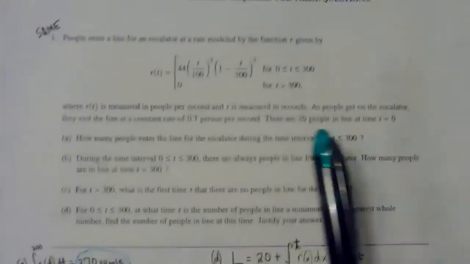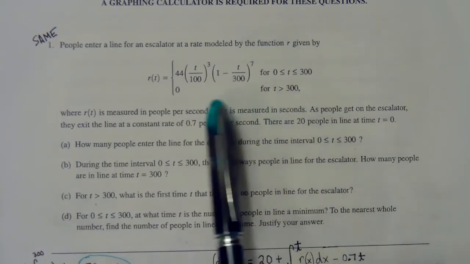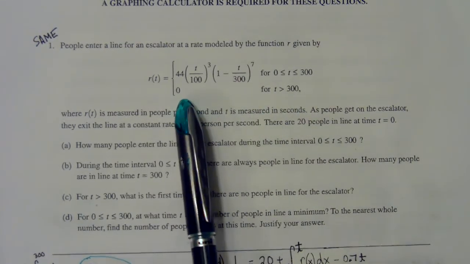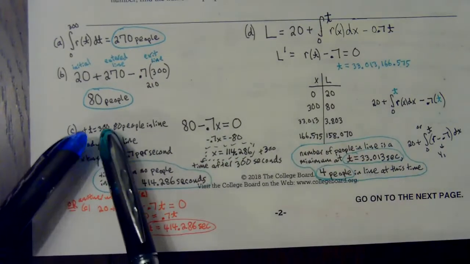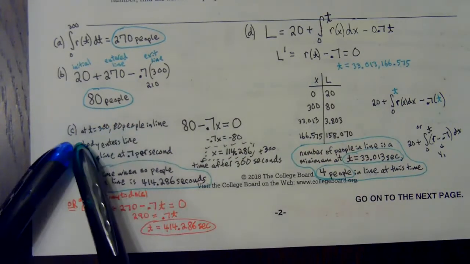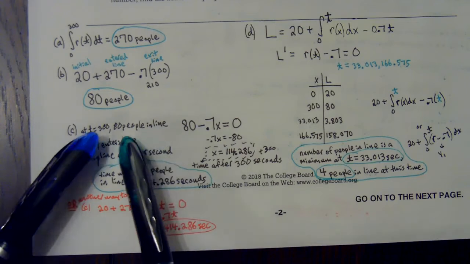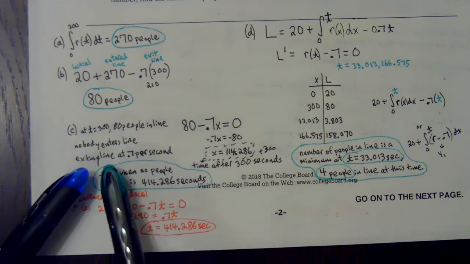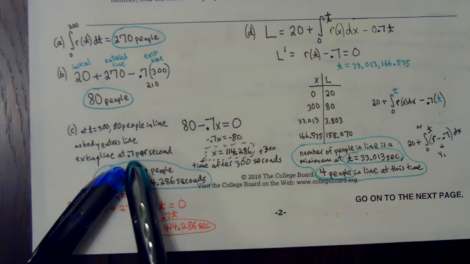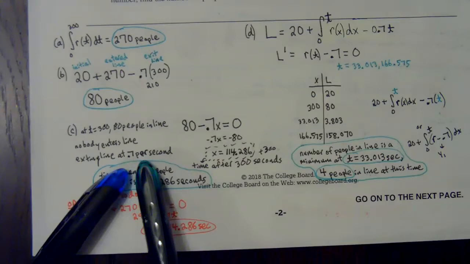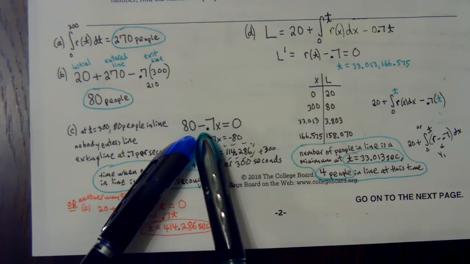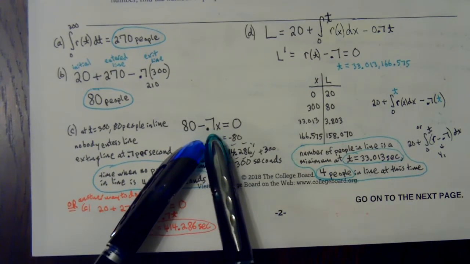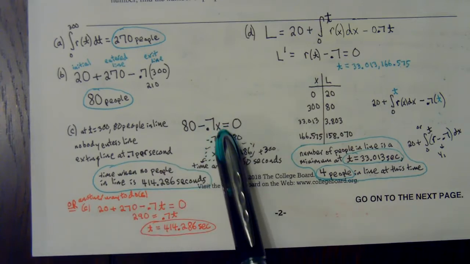All right. And then see how this says when T is greater than 300, nobody enters the line, which means nobody else is entering the line after that 300. So I have 80 people there. Nobody else is coming in the line, so I'm not adding anybody in, but then people are going to exit the line at a rate of 0.7 people per second. So I started with the 80, and I'm going to subtract out the total number of people at 0.7 people per second, and I want to figure out how many seconds that is.